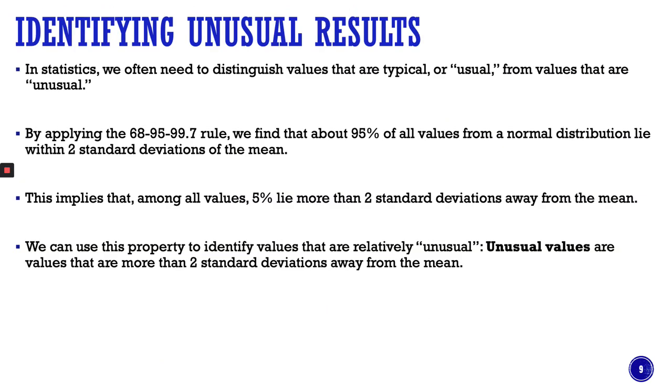In statistics, we often need to distinguish values that are typical or usual from values that are unusual. By applying the rule, we find that about 95% of all values from a normal distribution lie within 2 standard deviations of the mean. This implies that among all values, 5% lie more than 2 standard deviations away from the mean. We can use this property to identify values that are relatively unusual. Unusual values are values that are more than 2 standard deviations away from the mean.